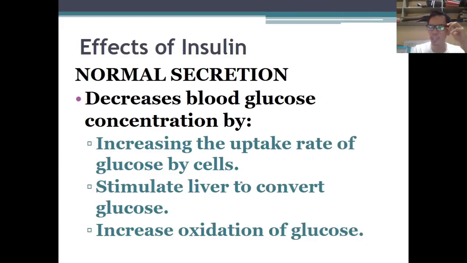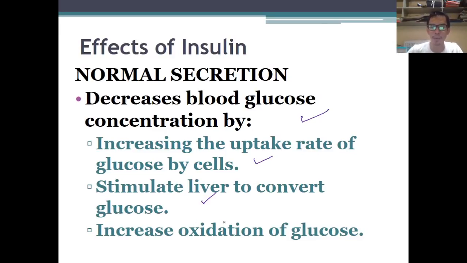So in normal secretion of insulin, technically it decreases blood glucose. Normal secretion increases the uptake rate of glucose by the cells, especially the muscles. So the insulin will interact with the muscles, and the muscles will take up the glucose. Next, the liver will also be stimulated to convert this extra glucose into glycogen, which is the fat version of this glucose found in the liver.